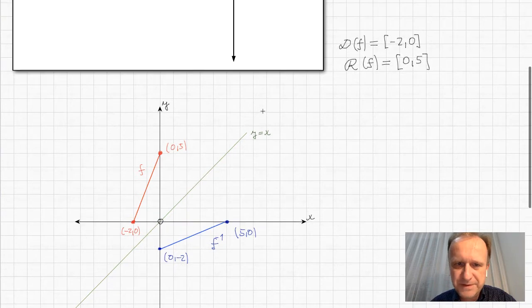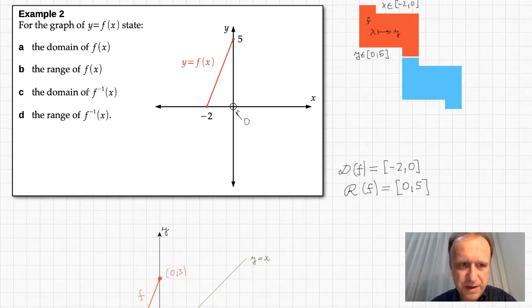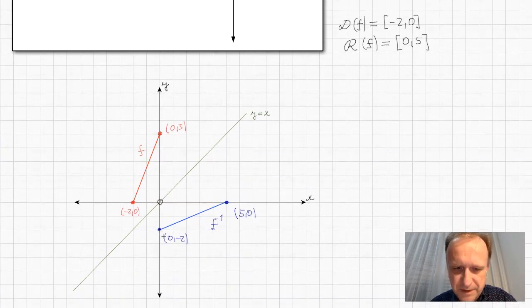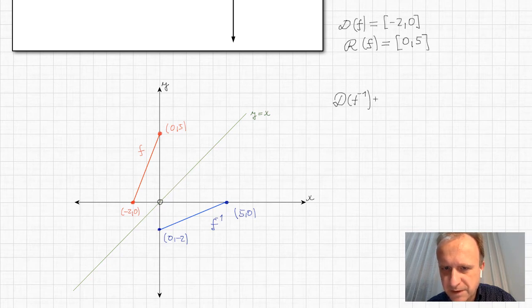And now perhaps it's the right time to answer parts C and D. In part C, we should state the domain of the inverse of f. So look here at this graph. The inverse has the domain which is represented by all the x values which belong to this graph. So we start at 0 and end here at 5. So we may say that the domain of the function f inverse is the interval from 0 to 5. So it's the interval of x values.